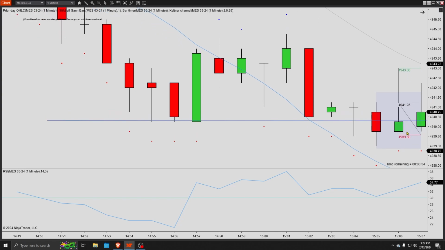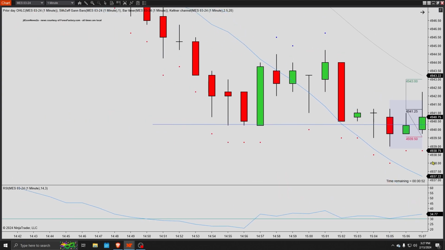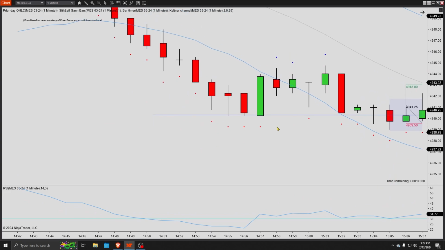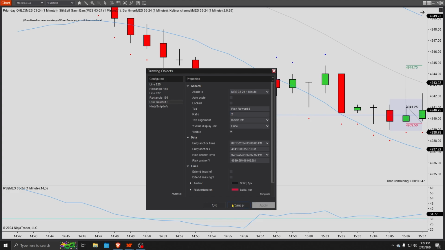This is a pretty aggressive trade. This isn't as picture perfect as the other one. But, you know, you got to take the setups as they come. And this is just 1R, so let's go for 2R here.